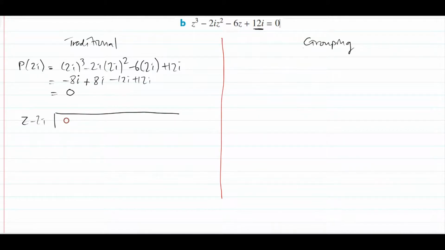and we use that to long divide. That would be our divisor, and we put it over our polynomial. In this case would be that minus 6z plus 12i. And if you want to find the other factors, just long divide it normally.